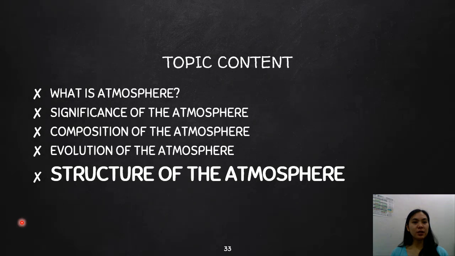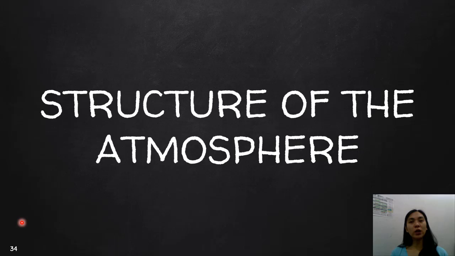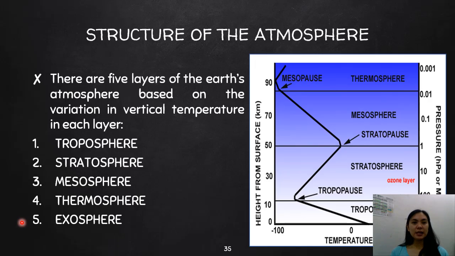So the last topic for this particular video is the structure of your atmosphere. So di ba may mga layers yung ating atmosphere? I believe you have already tackled this in your high school courses. So let's dig deeper onto those layers. So it says here, there are 5 layers of the Earth's atmosphere based on the variation in vertical temperature in each layer. So you have your troposphere, your stratosphere, your mesosphere, thermosphere, and your exosphere.